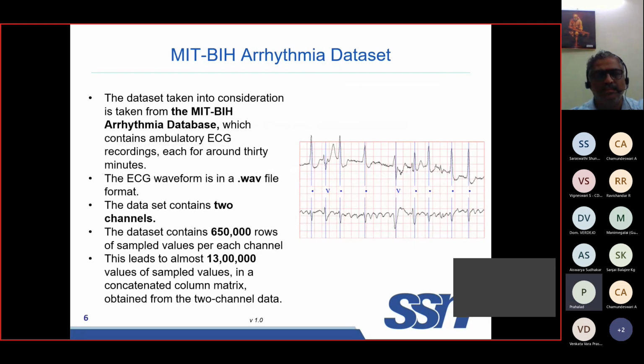The data that we've taken comes from the MIT BIH arrhythmia database. It has ambulatory ECG recordings, and each recording is around 30 minutes. The nature of the file is a wave file.